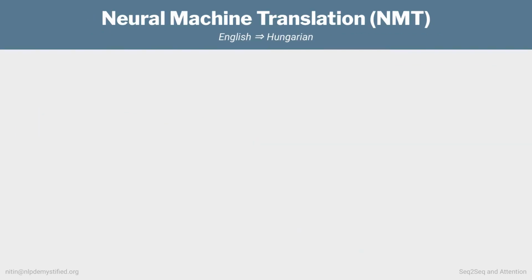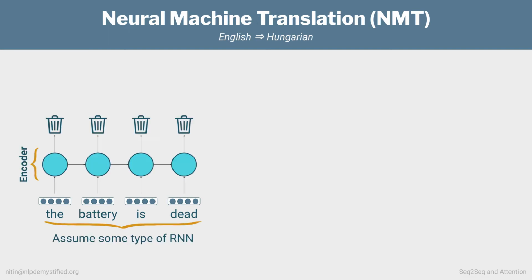Let's walk through how a Seq2Seq model can be used for neural machine translation. In this case, English to Hungarian. If you went through the previous module on RNNs, this will be straightforward. Say we want to translate the sentence, "The battery is dead." Each word is a token and is represented by a word embedding. This is our input sequence. This input sequence will be processed by the encoder. Assuming the encoder is some type of RNN, we already know how it works. The sequence is processed through recurrence one time step after another. And in this case, the output hidden state generated at each time step is discarded.